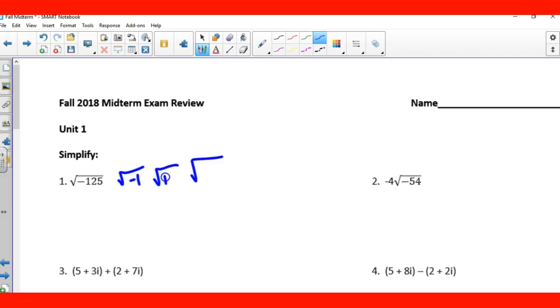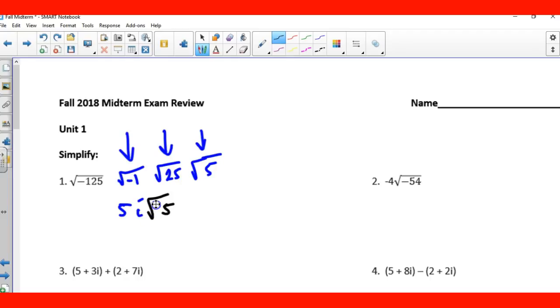The factors I'm going to choose for 125 are 25 times 5. So we factor out negative 1. Then we have the square root of 25 and the square root of 5, because again, 25 times 5 is 125. Now I can simplify these two. The square root of 25 is 5. The square root of negative 1 is i. The square root of 5 is just the square root of 5; there's no perfect square root of 5. So again, 5i radical 5 would be the simplified version of the square root of negative 125.